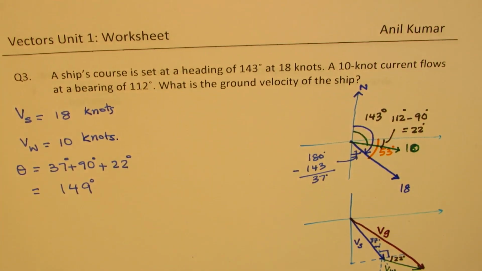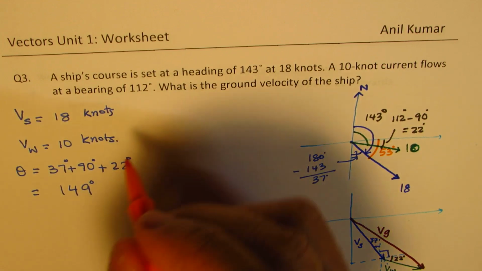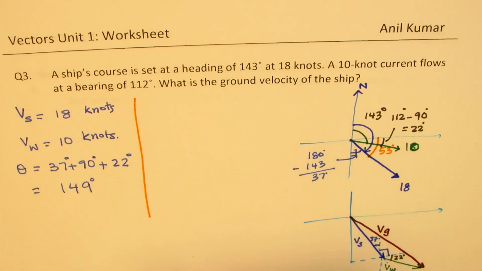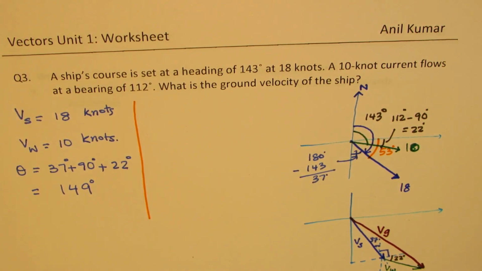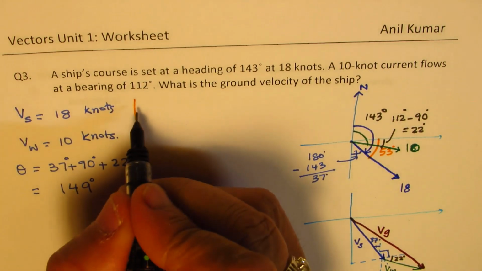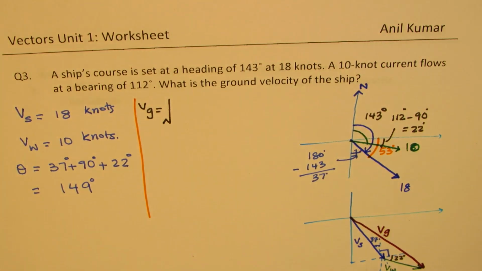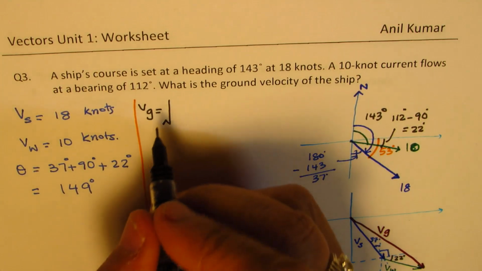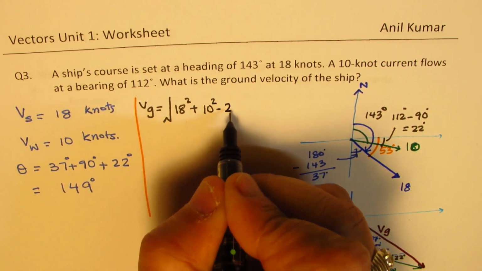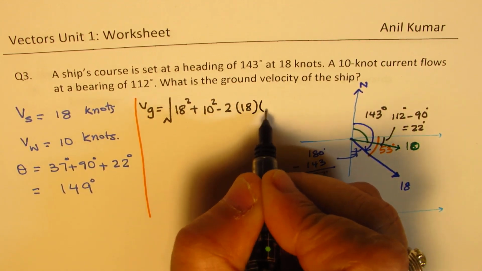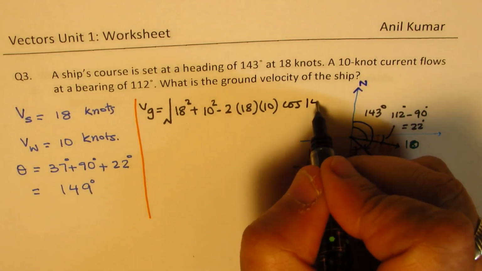Now, to find the resultant, we can again use the cosine law. Is that clear to you? So this time I'll directly write down the formula. We worked it out in the very first example in greater detail. So Vg will be equal to square root of squares of these two. So we have 18 square plus 10 square minus 2 times 18 times 10 times cos of the angle in between, which is 149 degrees.